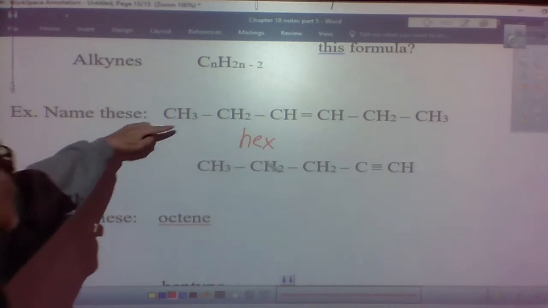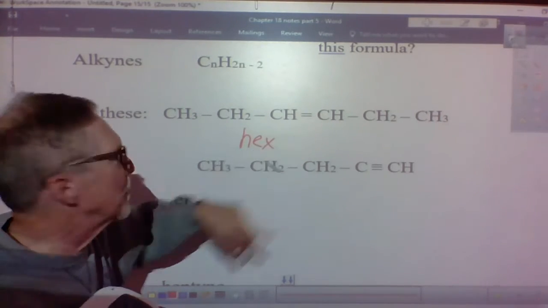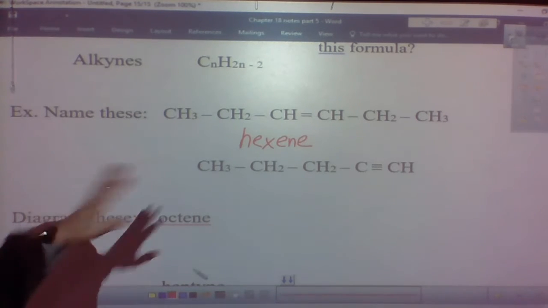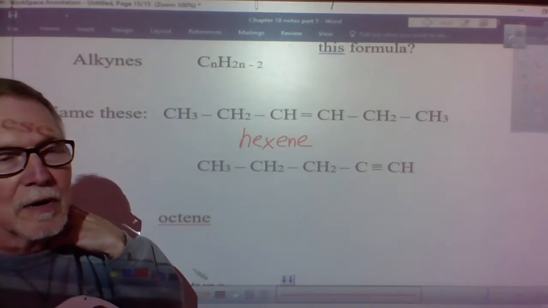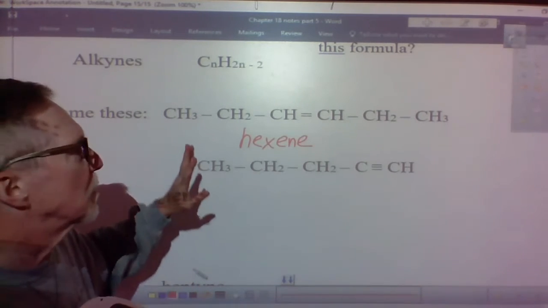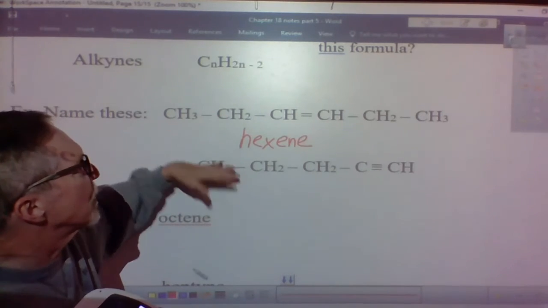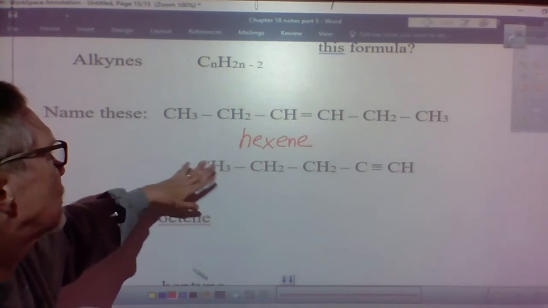Now look across. Are they all single bonds? No, there is a double bond, so that makes it an alkene. So it's hexene. Ene means there's a double bond in there somewhere. We're dealing with just adding one additional double bond or single or a triple bond. So we're not going to get into ones where there's more than one multiple bond added to it.